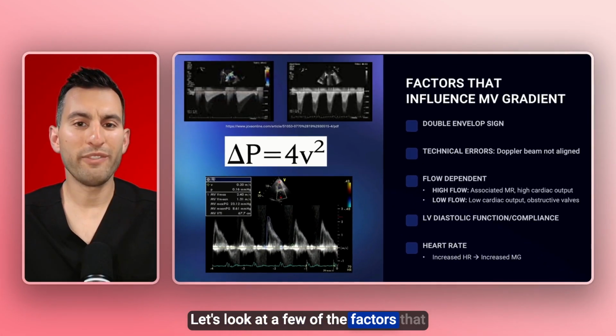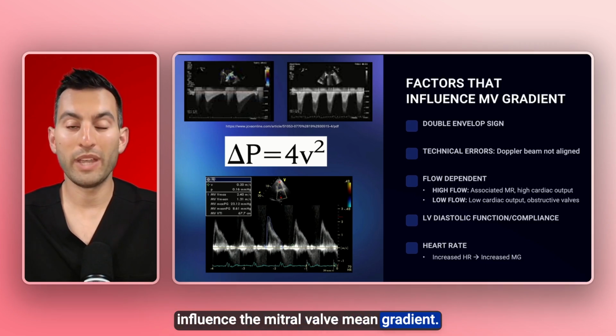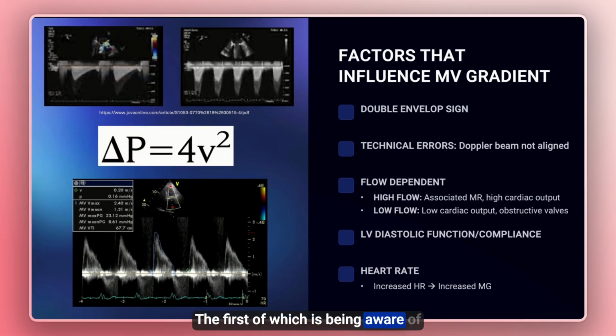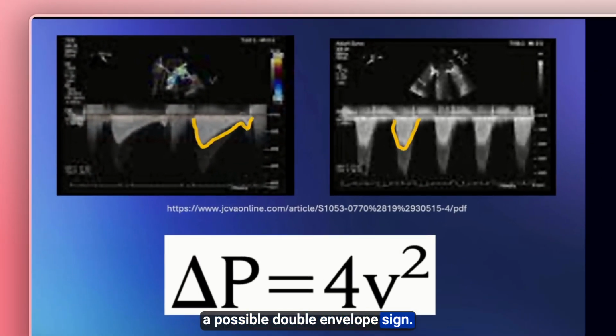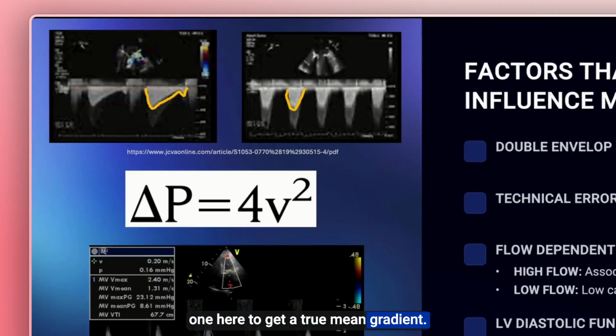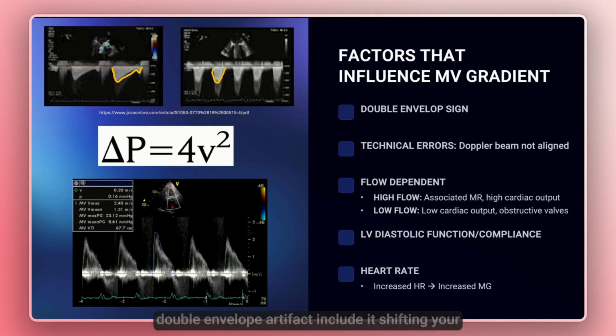Let's look at a few of the factors that it's important to be aware of that can influence the mitral valve mean gradient. The first of which is being aware of a possible double envelope sign. There can be a double envelope artifact, and you need to measure the smaller one here to get a true mean gradient. Some of the ways that you can get rid of this double envelope artifact include shifting your Doppler beam slightly to change it, or turning down the Doppler gain setting to get rid of the artifact that makes that mean gradient look much bigger.